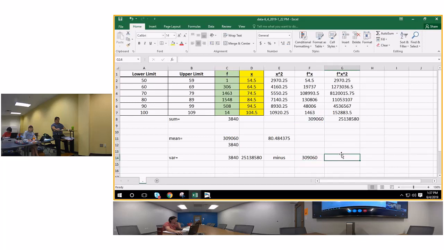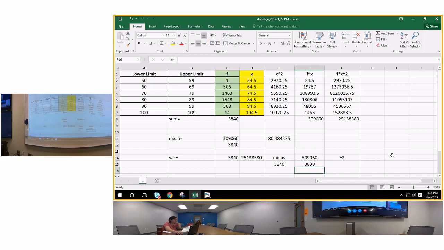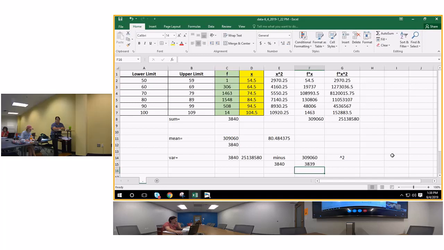And here I'm going to put a little caret symbol, all over n times what? So that's what your variance formula should look like. N times the summation of f times x squared, not quantity squared, minus the summation of f times x quantity squared, over 3840 times 3839. Now I want y'all to calculate that if you haven't done it. Go ahead and finish it out and calculate it with your calculators or your spreadsheets.